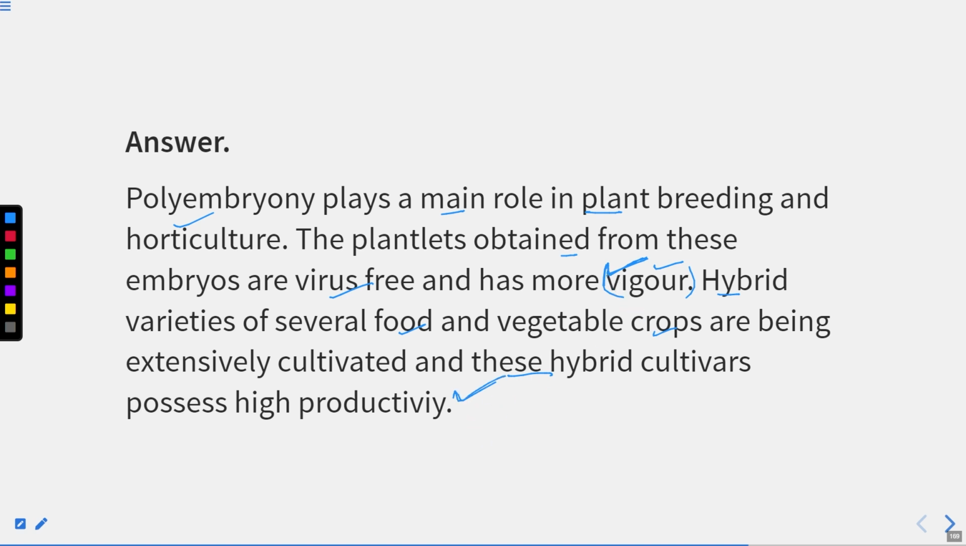And how can you calculate the vigor? There is a formula: you can multiply percentage germination with the plant height. There are many formulas for calculating the vigor. So if the vigor is more, then the productivity will be more. So this is the main role of polyembryony: it is used in plant breeding and in horticulture to develop virus-free plants and plants which have high productivity.